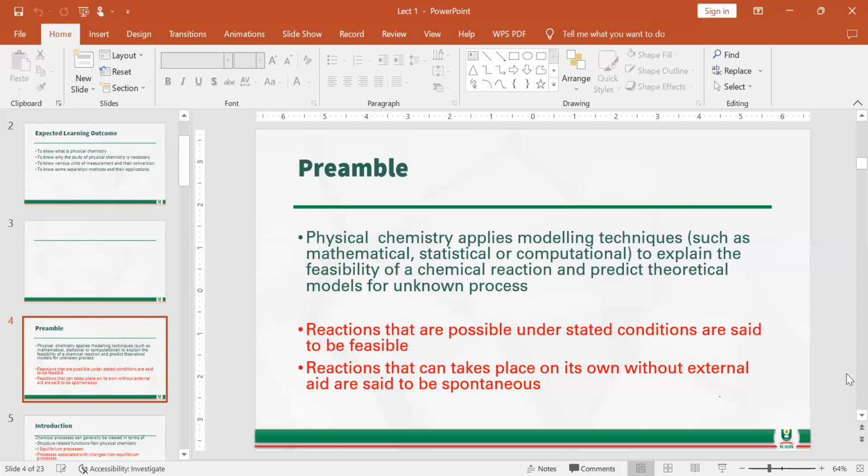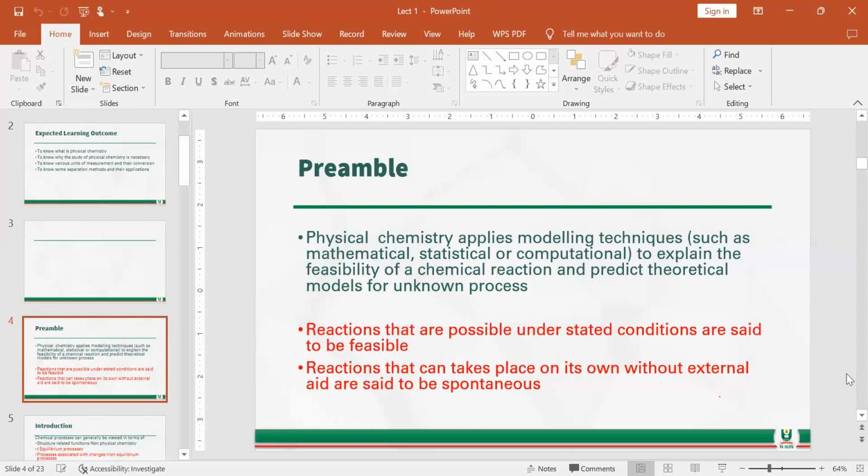So whenever I have the concentration, I will insert that value and say, this is what my rate of reaction will be. So we use theoretical models to represent what happened in the experiment. That's the study of physical chemistry. So reactions that are possible under stated conditions are said to be feasible. When we say a reaction is feasible, that means it's possible.